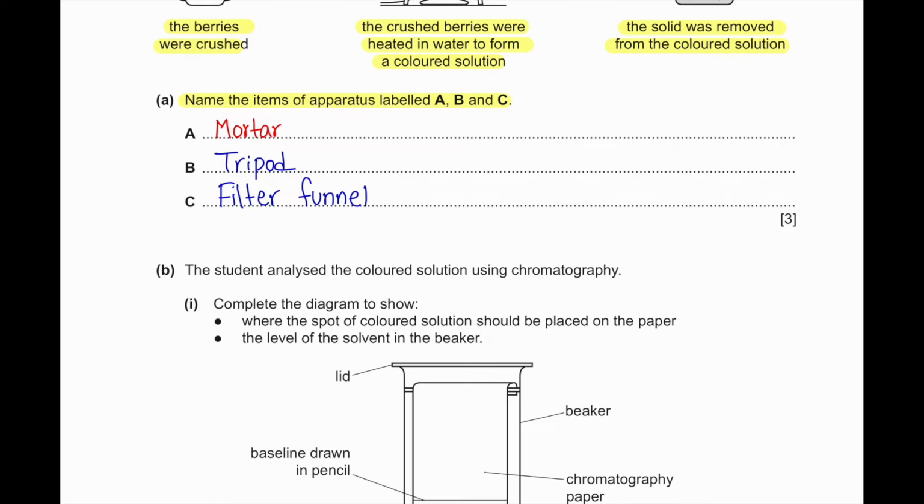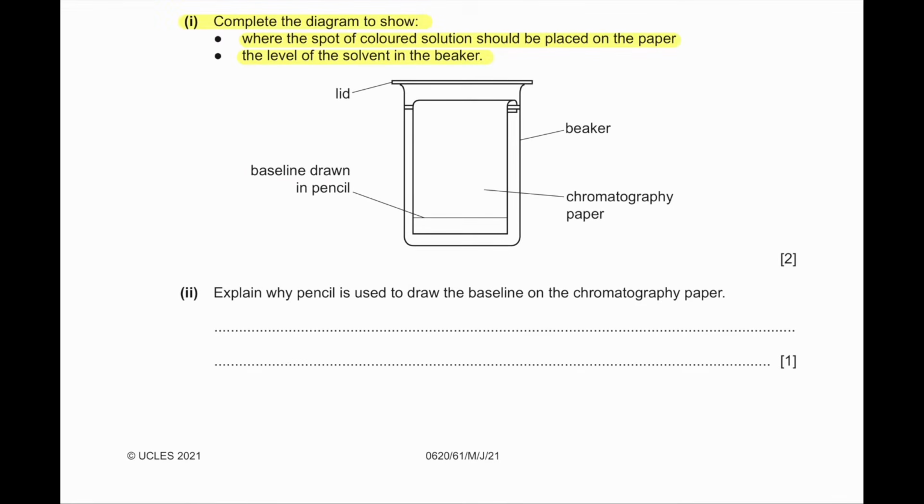Part B. The student analyzed the colored solution using chromatography. Complete the diagram to show where the spot of the colored solution should be placed on the paper, and the level of the solvent in the beaker. Baseline drawn in pencil. We can see the chromatography paper. So we'll have to place a spot where we're going to place that particular solute that we're going to test. And then we'll have to give the solvent. The solvent must be below that spot.